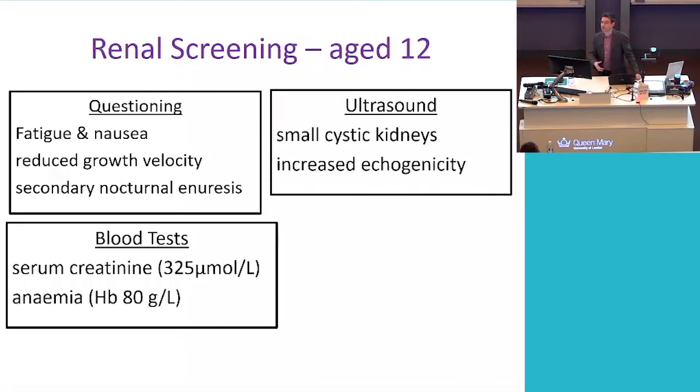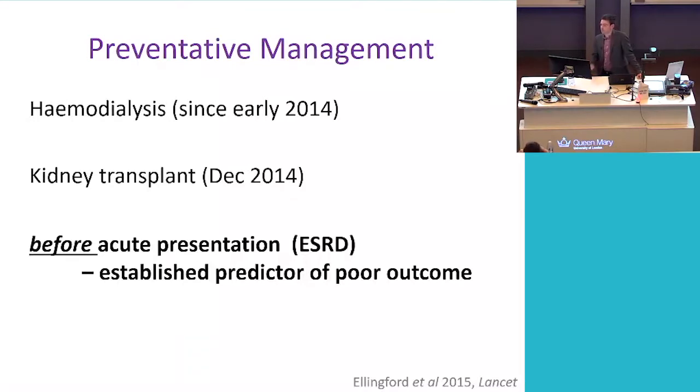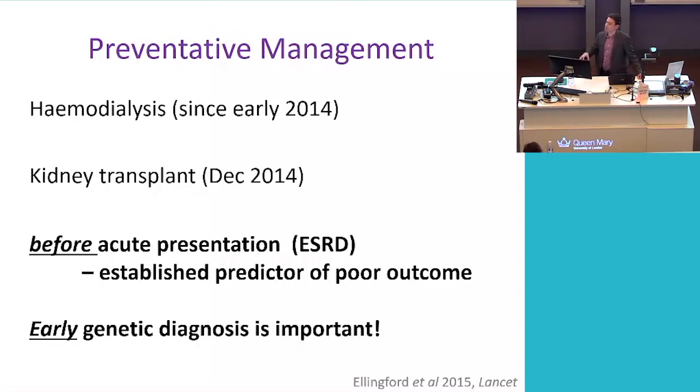So this young lad was referred straight to a paediatrician and a kidney specialist, and they started asking the right questions, and it was shown that his kidneys were going off fairly quickly. At this point, he was about 12, 13 years of age, and all these findings were consistent with nephronophthisis and a diagnosis of something called Senior-Loken syndrome, of which infantile onset retinal dystrophy is the first presenting sign. So he was put straight onto hemodialysis. He received a successful kidney transplant, and importantly, that kidney transplant was before acute presentation. So end-stage renal failure, which can be going to hospital in the back of an ambulance. So in this case, an early diagnosis was really, really important.